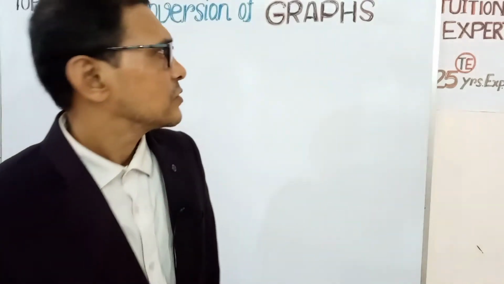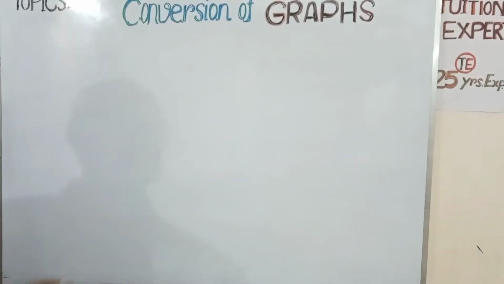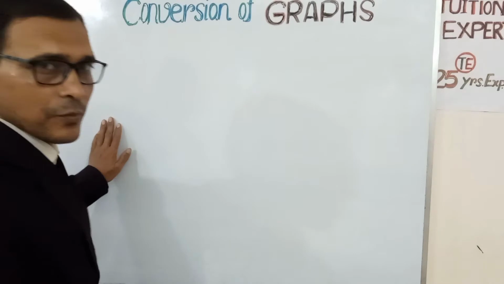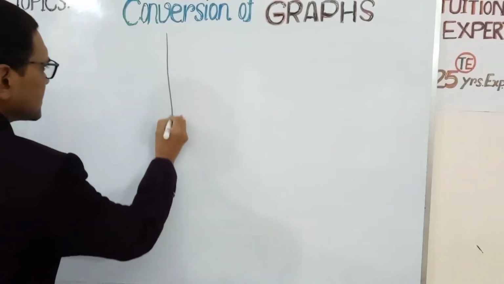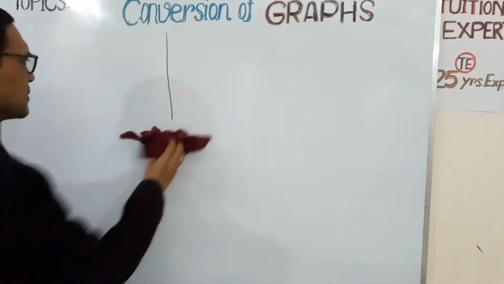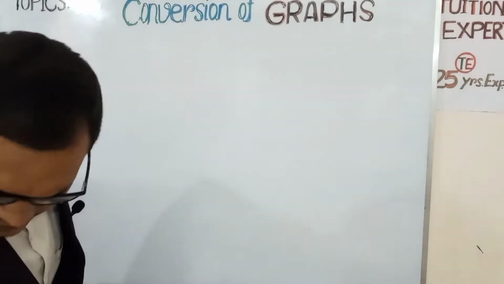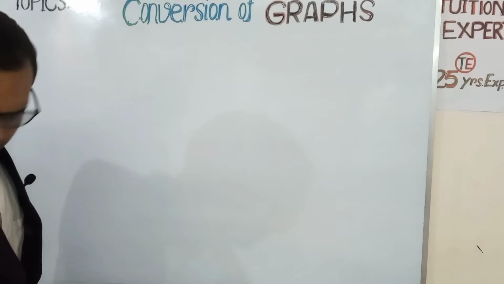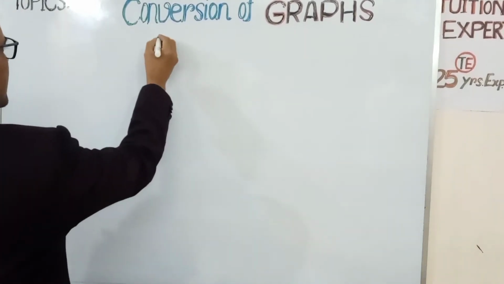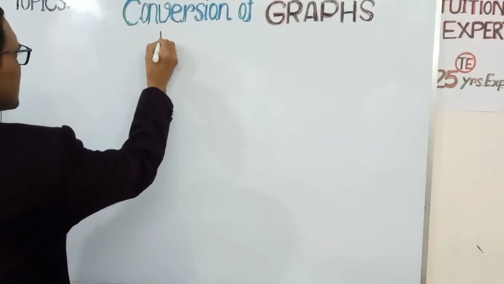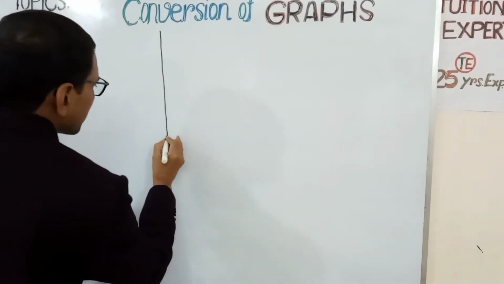Now let's start the class: how to convert the graph from one form to another form. Okay, now suppose the vt graph of a particle is given. Suppose this is a vt graph.